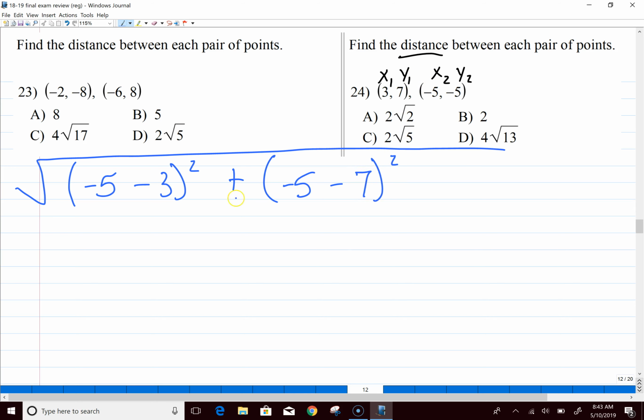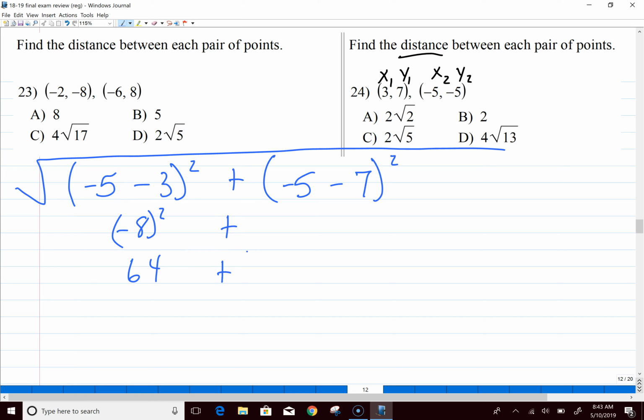Then squared. Then you put this in the calculator, just the way it is. Don't put the square root. If you're doing this by hand, negative 5 minus 3 gives us negative 8. Negative 8 squared is 64. If you put all that written in yellow in the calculator, it would still give you 64.